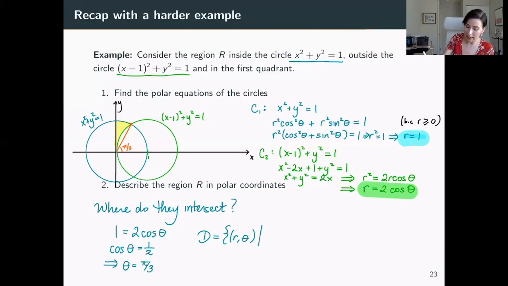So my theta is ranging between pi over 3 and pi over 2. So we've got theta is bigger than pi over 3, but smaller than pi over 2. Why? Because I'm taking all of these theta values from pi over 3 to pi over 2. Our r values need to be given a bit more thought. So we're trying to figure out where our r values lie.